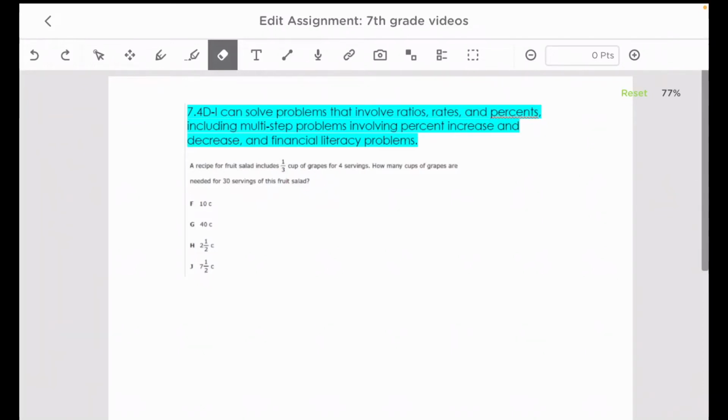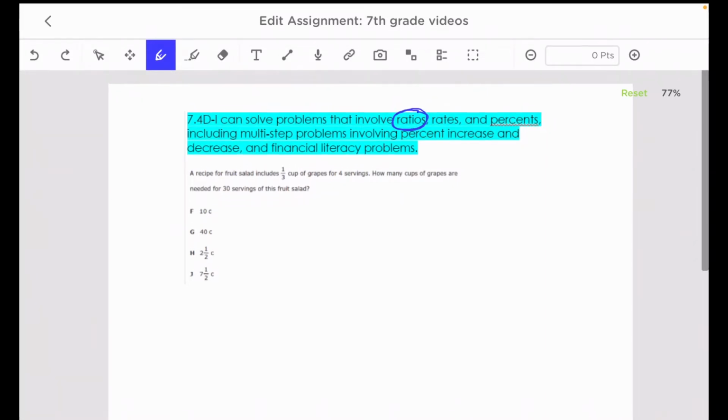In this problem, I will be covering TEK 7.4D, and that says I can solve problems that involve ratios, rates, and percents, including multi-step problems involving percent increase and percent decrease, and financial literacy problems. So today I am going to mainly focus on the ratio portion of it using this problem right here.